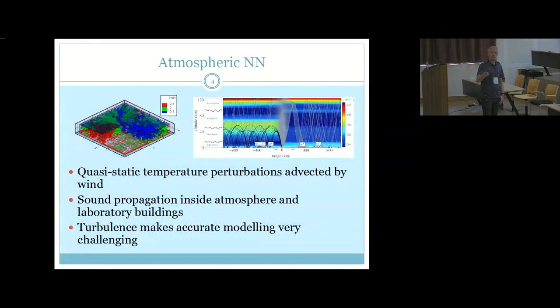There are different forms of atmospheric perturbations. One is, if you have a quasi-static temperature field, and this is transported by wind past your test masses, then this will turn into gravity fluctuations at a specific location. That is one mechanism.